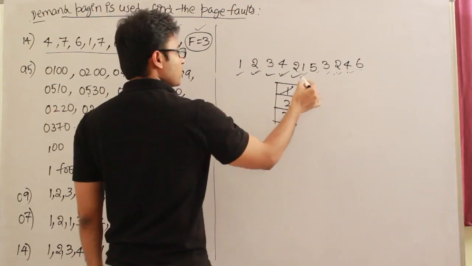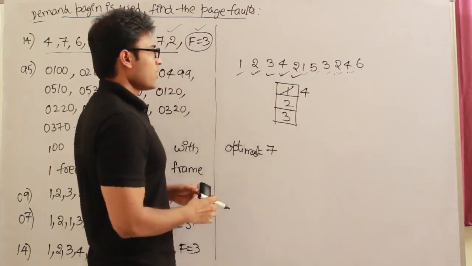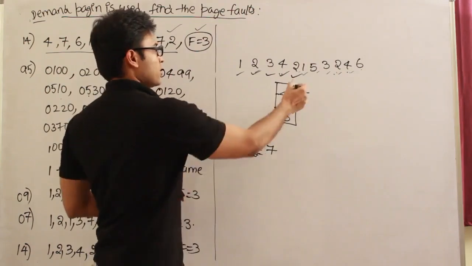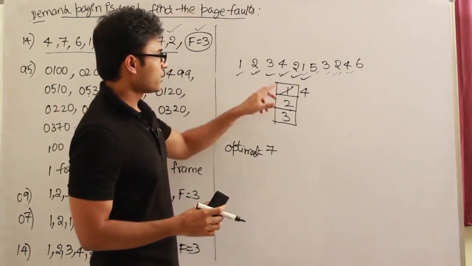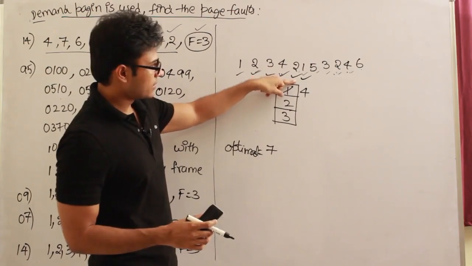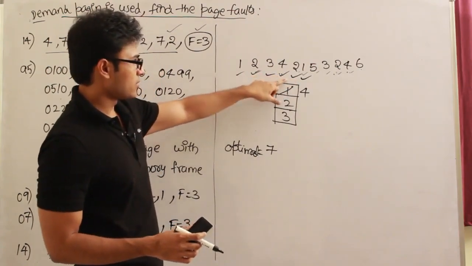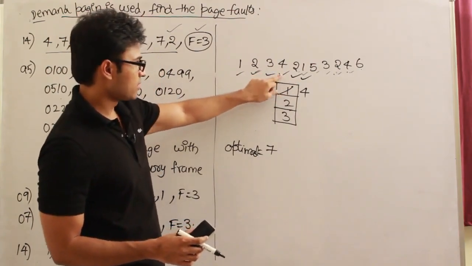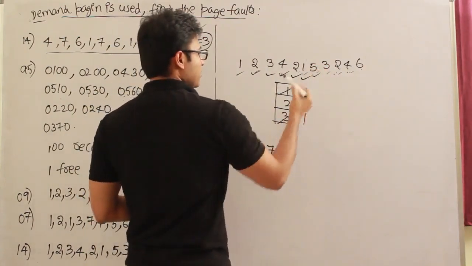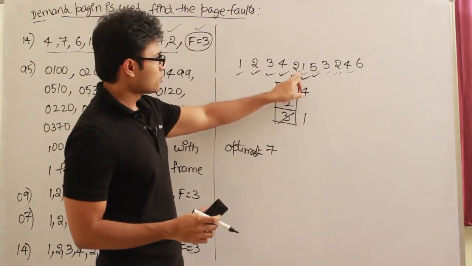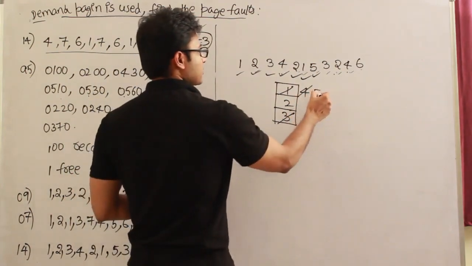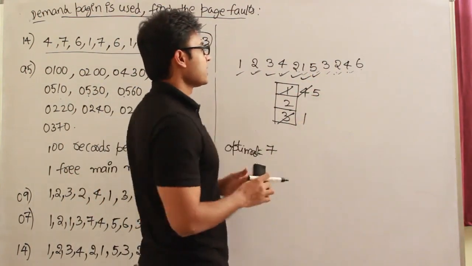Next 2 is required, 2 is there. 1 is not there. Now in order to get 1, look at the history. 2 is least recently used, 4 is most recently used, and 3 is the least recently used. Therefore it will be replaced, right? And next I am looking at 5. Now 1 is most recently used, 2 is most recently used, and 4 is the least recently used. Therefore this one.